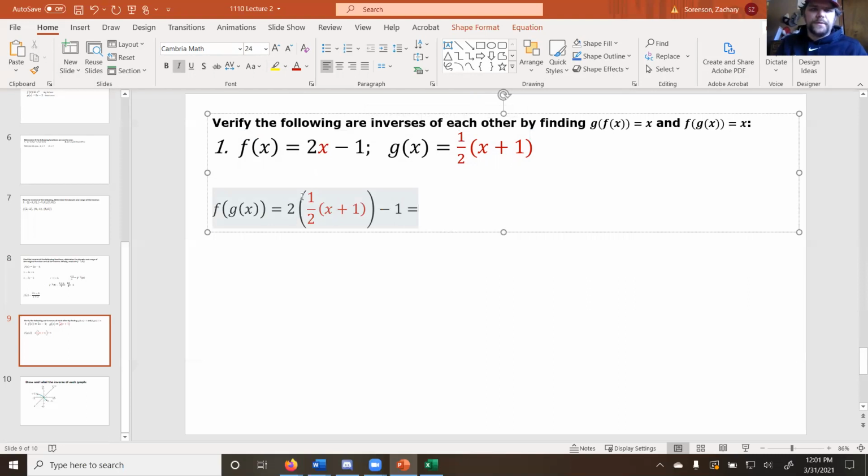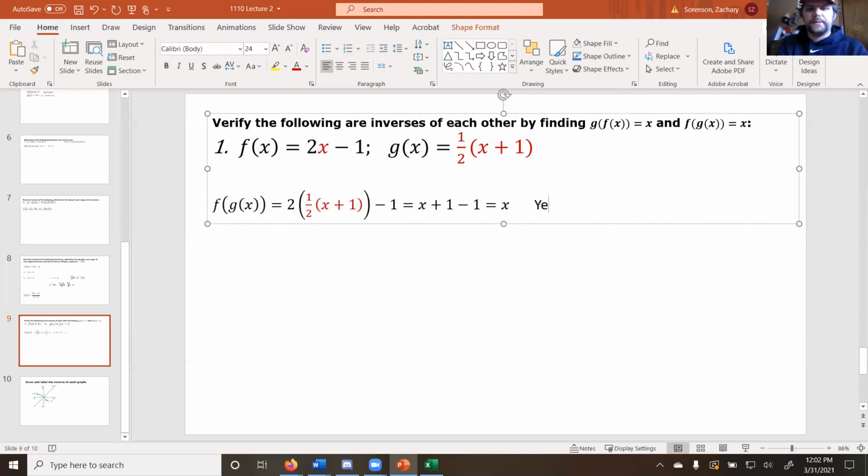Okay, so if I do 2 times 1/2, that just cancels out. So I'm left with x plus 1 minus 1. So my answer is x. At the end of the day, you say yes, they are inverses.